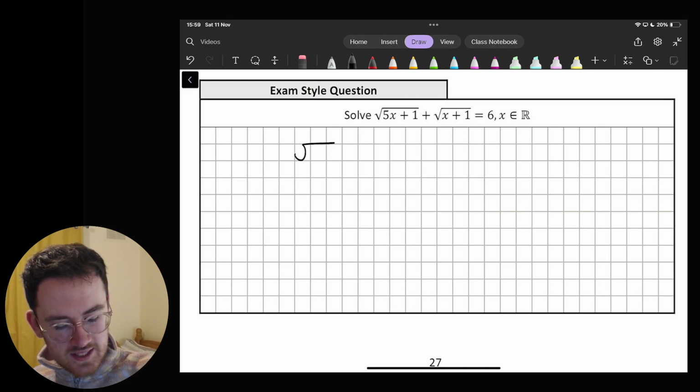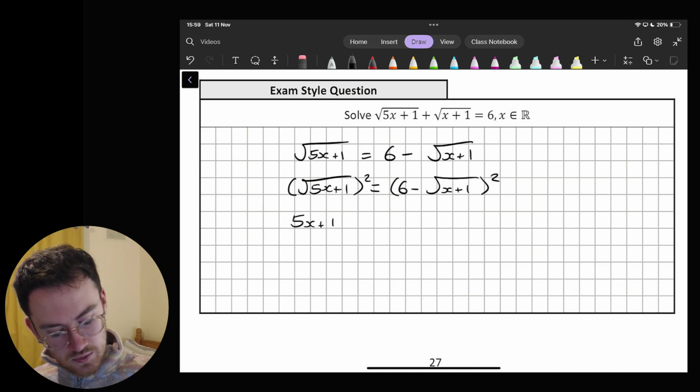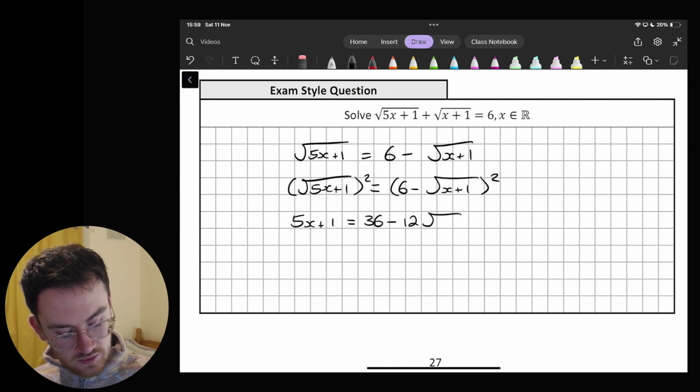So let's have a look. Same thing as before: 5x + 1 = 6 - √(x + 1). Squaring this side as well, it gives me 5x + 1 and 36 - 12√(x + 1) - x + 1.